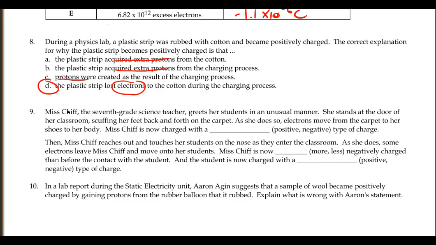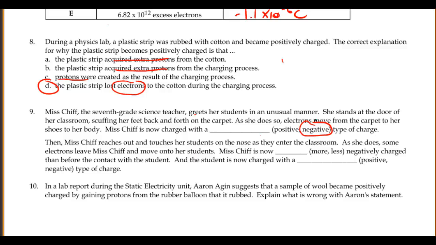Miss Schiff and the 7th grade science greets her students in the unusual manner. She likes to scruff her feet, build up a charge. Since the electrons move from the carpet to her shoes, to her body, then her body is going to have an excess of negative charge, so she will be negative. Then when she touches her students on the nose as they enter, which probably isn't very nice, some electrons will leave her and move over to her students.